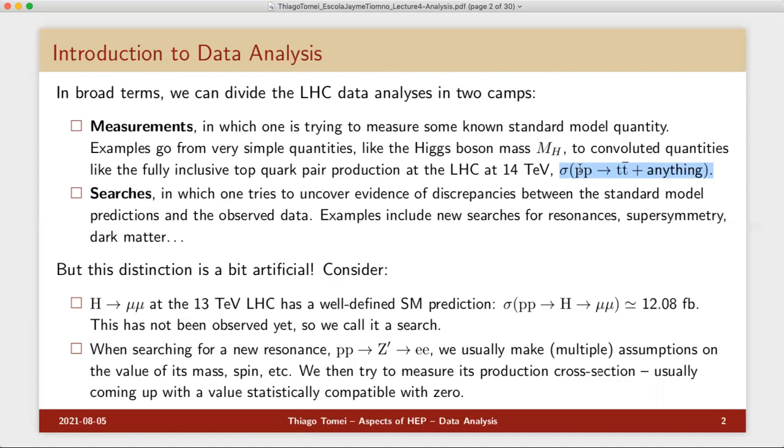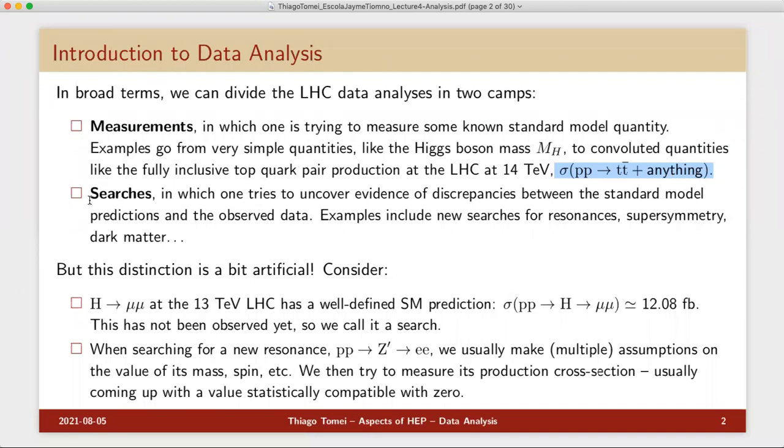So for instance, in this case of the top quark pair production, you could calculate it as the invariant mass of the top quark pair, or as the PT of the top quark pair, or as the PT of any of the tops, so on and so forth.